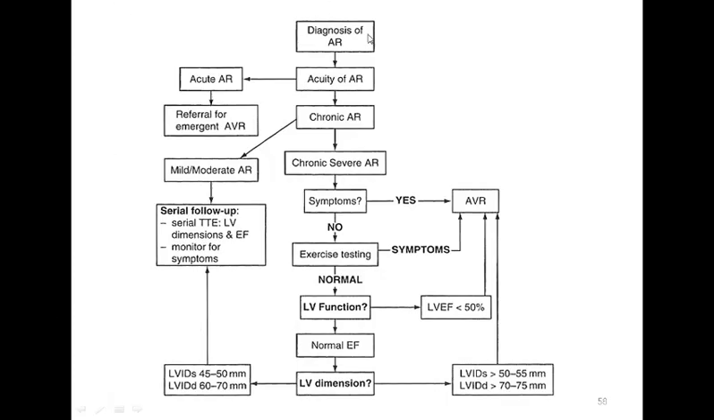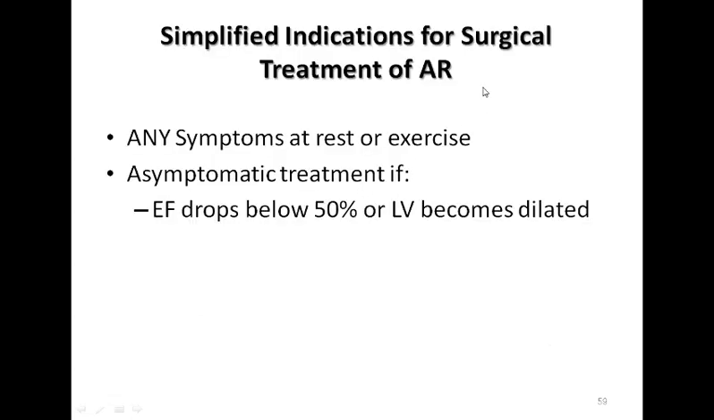So this is a flow chart. When you diagnose aortic regurgitation, see whether it's acute or chronic. If acute, refer for emergency aortic valve replacement. If chronic, then see whether the patient has symptoms. If it's chronic severe aortic regurgitation and symptomatic, then go for aortic valve replacement. If asymptomatic, go on this pathway. For mild to moderate aortic regurgitation, follow this pathway.